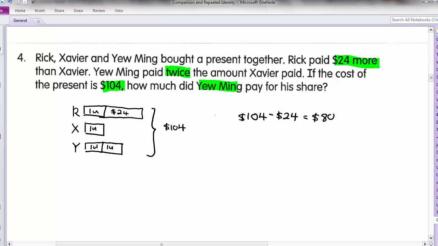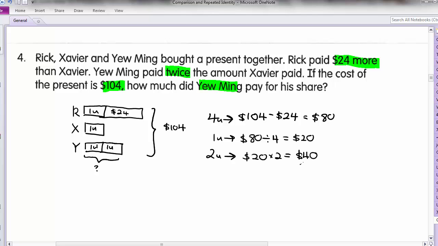So this is 4 units. So 1 unit, 80 divided by 4, that will give me 20. What am I looking for? I'm looking for Yumin, which is here. So I'm looking for 2 units. 20 times 2 is equal to 40, and we have your answer.